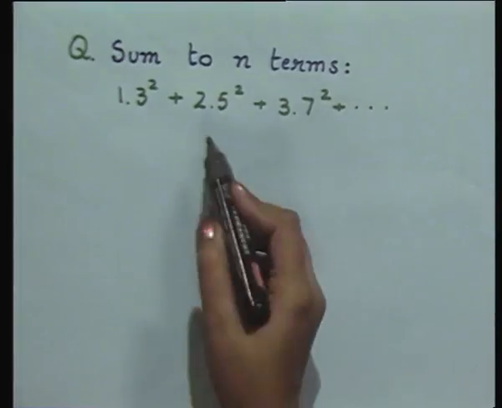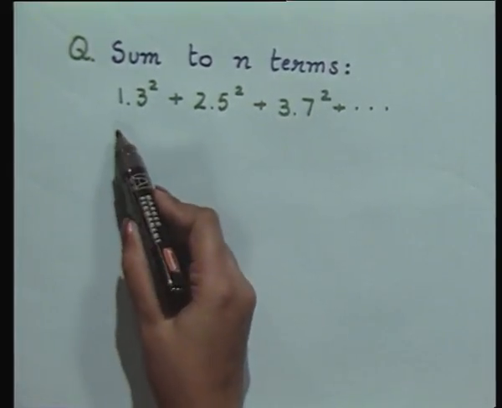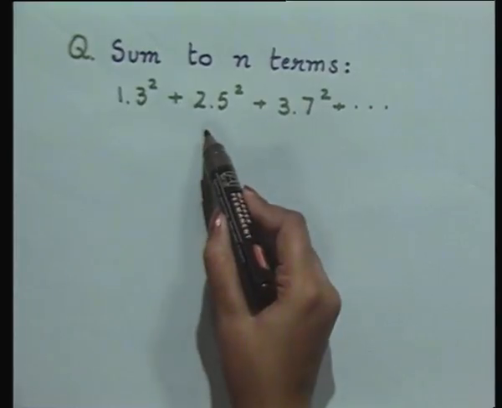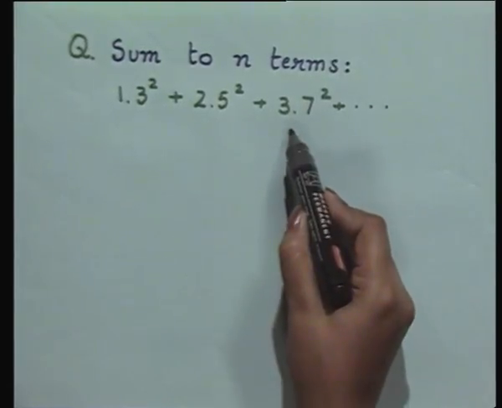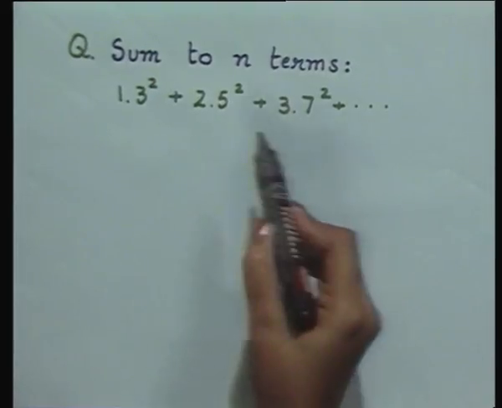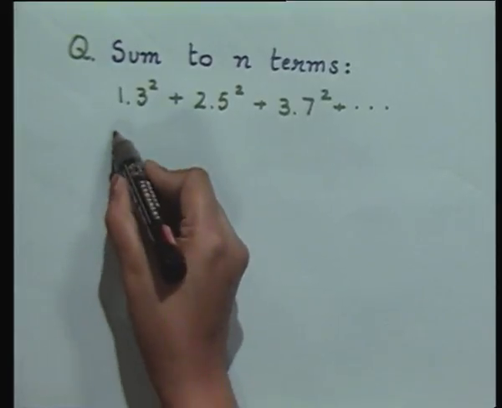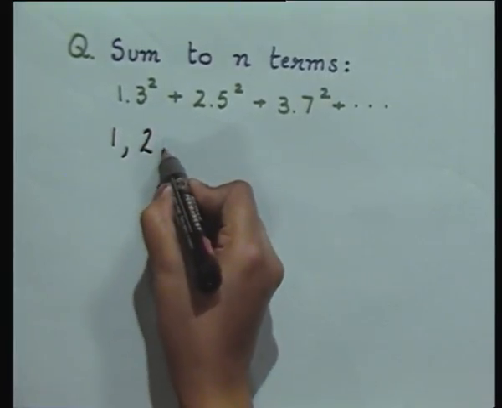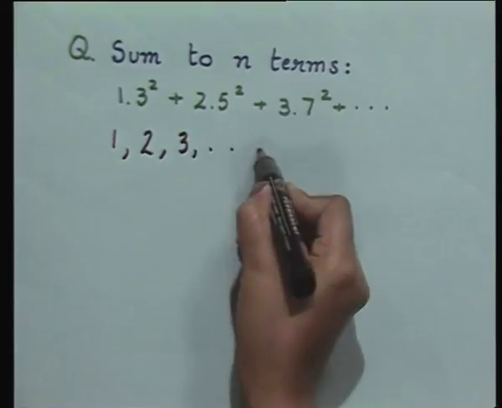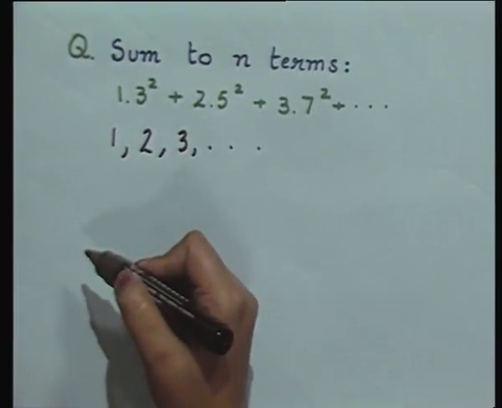So Jyotsna, let us concentrate on our next question, which says find the sum to n terms of the series 1 into 3 square plus 2 into 5 square plus 3 into 7 square. Again what you have to do is identify the nth term, which as you can see is going to be the product of the nth terms of the two series that are used here. Let's start with the first one.